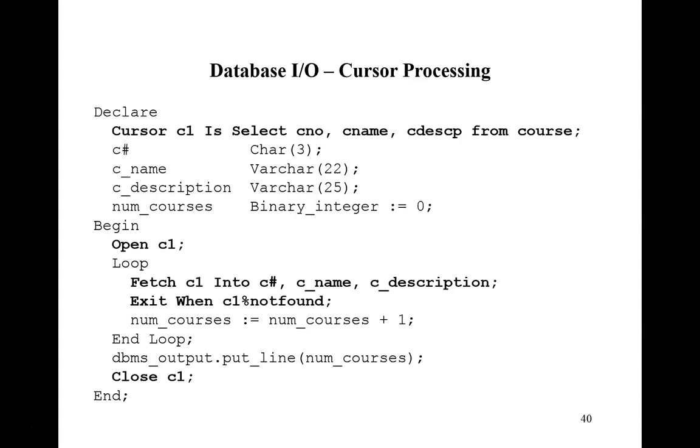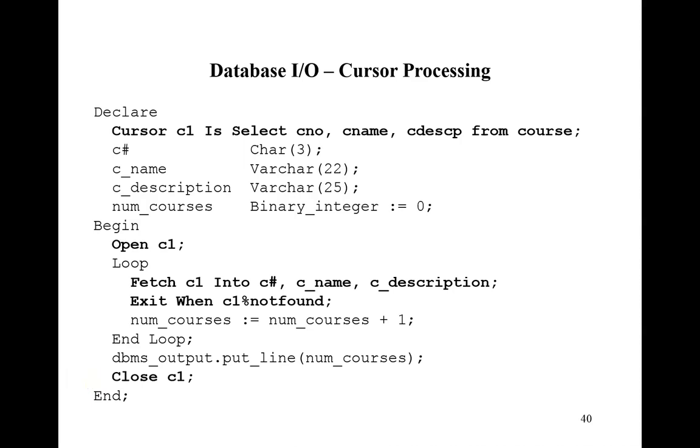So notice that if a fetch is successful, %NotFound is going to return false, and we execute the next instruction coded after the exit, which is simply to increment our counter of num courses, adding a value of 1, indicating another row has been fetched. Then we go back up and do another fetch, and so on. Finally, when we're all done, we issue the close, which frees up resources and changes the status of the cursor from open to closed. So if we were to test %IsOpen, it will tell us it is now closed.